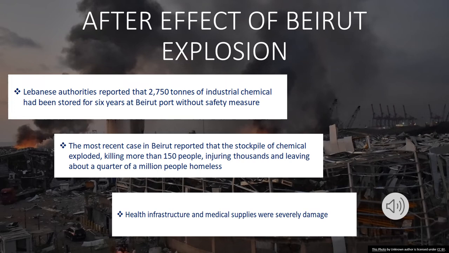Lebanese authorities reported that 2,750 tons of industrial chemicals, including ammonium nitrate, had been stored for 6 years at Beirut port without safety measures. As we know, ammonium nitrate is a stable compound in solid or molten form. However, when it is exposed to high temperature under confinement, it can explode. This led to the recent case in Beirut, where the stockpile of chemicals exploded, killing more than 150 people, injuring thousands, and leaving about a quarter of a million people homeless.